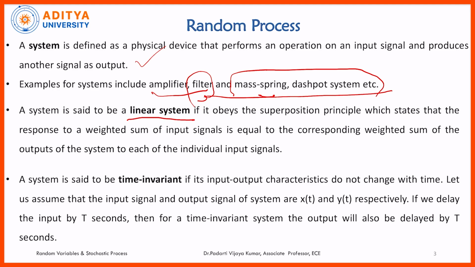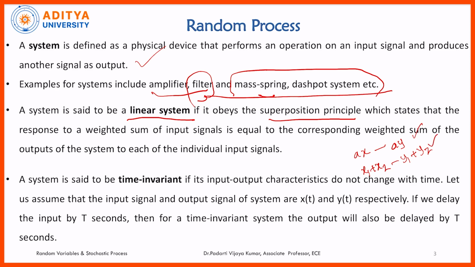Next, coming to the definition of a linear system. A system is said to be linear if it follows the superposition principle. The superposition principle consists of two components. For example, if you multiply the input with A, the output also gets multiplied with A, then we call it the homogeneity property or scaling property. Next, if you give the sum of two inputs, and the output is also the sum of the two outputs, this we call the additivity property. If both properties are satisfied, then we call it a linear system.